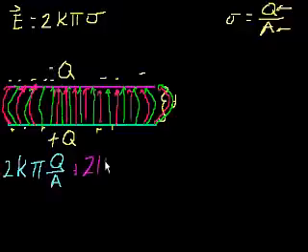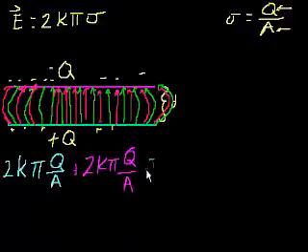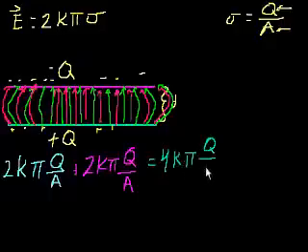So plus 2k pi, and this is q over a. We could have said minus and then had a minus q over a, but we know that they go in the same direction, so we know that they're going to be additive. And so we know that the total electric field is going to be 4k pi q over a. So now we know the exact strength of the electric field.